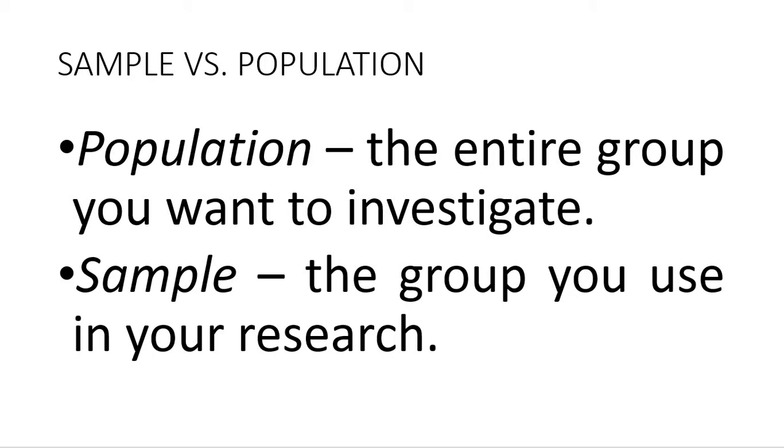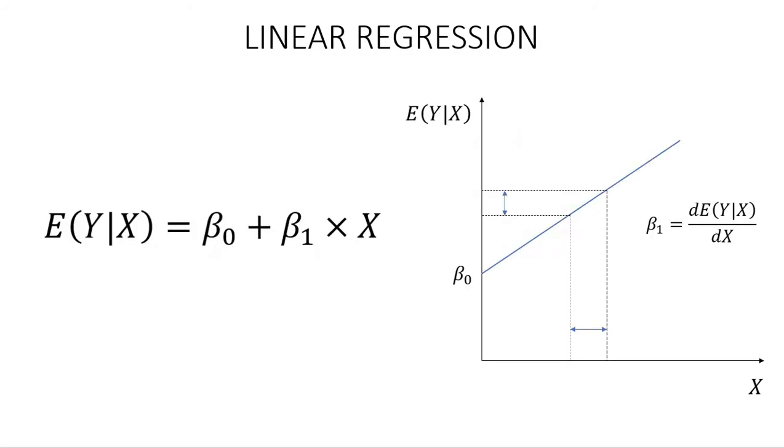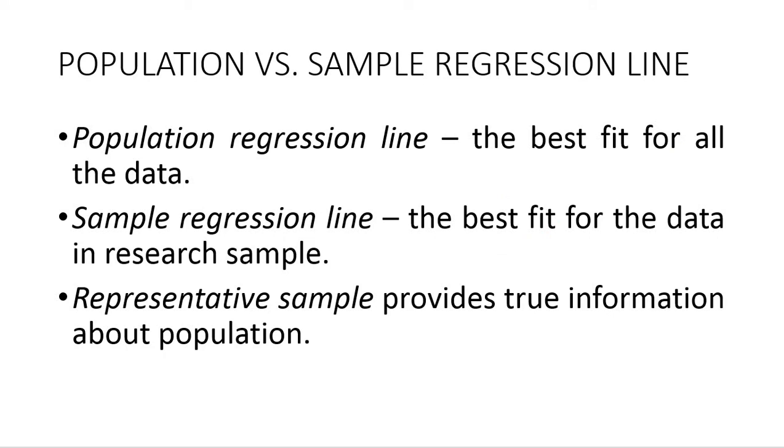In line with this, we also distinguish between population regression line and sample regression line. So the population regression line is here. This is something you design for the entire population. This is the ideal, hypothetical, yet unknown relationship between those variables, depending on all the hypothetically available data. And the sample regression line is the regression line you obtain using your sample. It represents the best fit for data in the research sample.